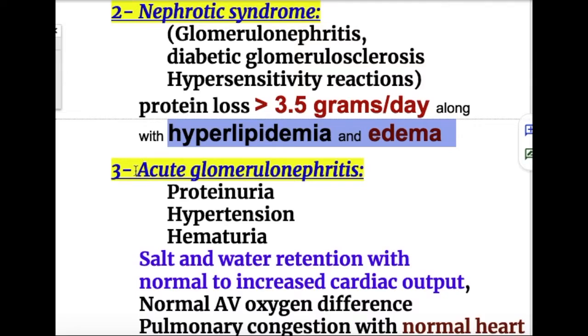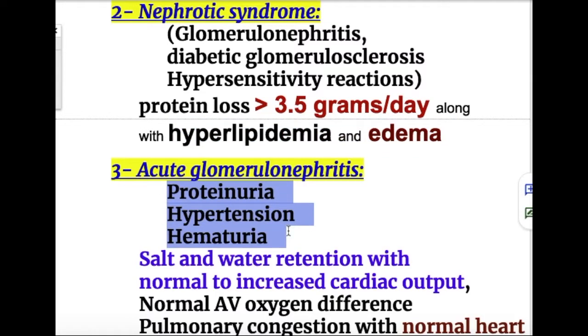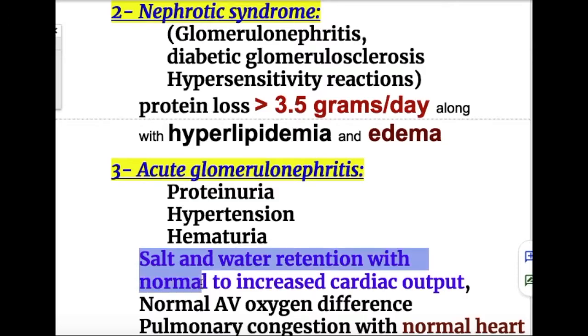Condition number 3 that causes edema is acute glomerulonephritis. There occur proteinuria, hypertension and hematuria in acute glomerulonephritis that causes edema. There is salt and water retention with normal to increased cardiac output.